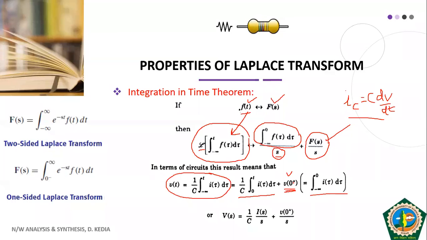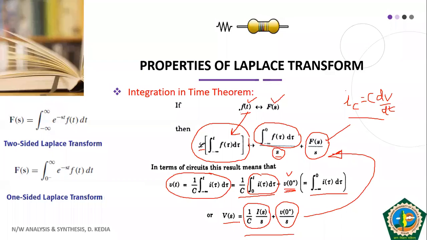I told you in the previous class also that if you find the Laplace transform of some constant, it will be nothing but the constant divided by S. And the integral equation has become 1 by C into I(s) by S. So you correlate this with this equation, and you'll be able to correlate it directly.